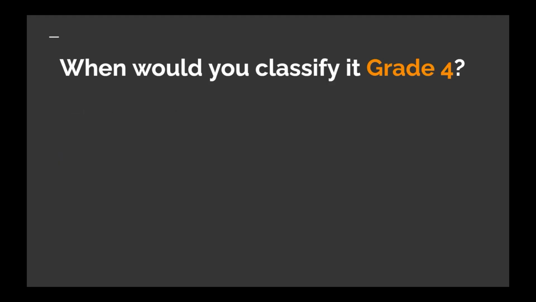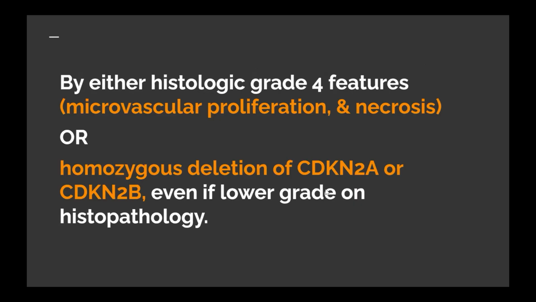When would you classify it grade 4? When there is necrosis, microvascular proliferation, with or without pseudopalisading, then there is grade 4. Excellent, Dr. Mustafa. There is another recommendation on the molecular level. What is that? IDH wild type. But we are talking about IDH mutant tumors, aren't we? Dr. Mustafa was very right about the first criteria.